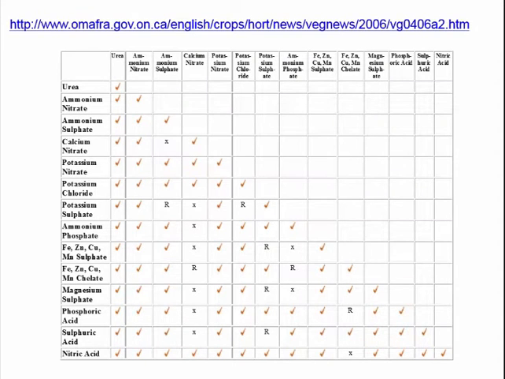And you can find very detailed tables of incompatibilities online. Here's one that I like to refer to. You'll have the link in your handouts. That's from the Ontario Ministry of Agriculture.